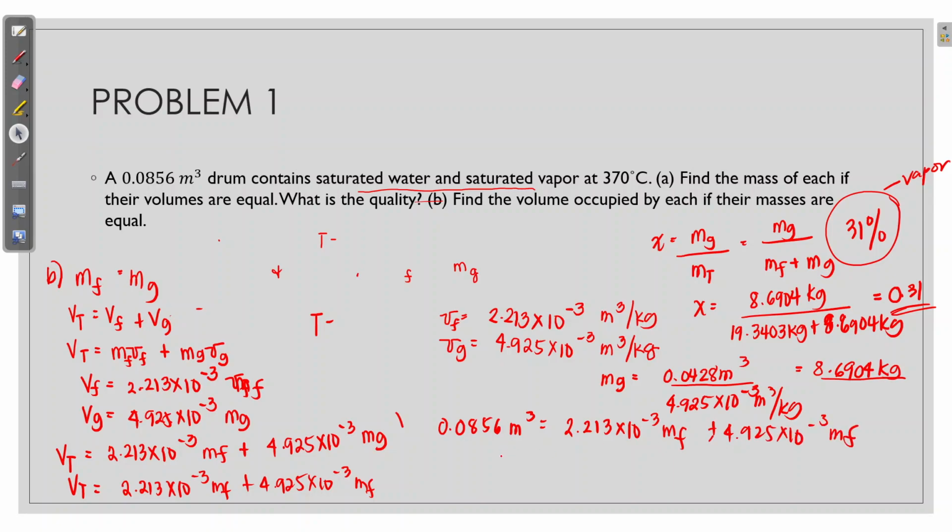So, ang mf natin dito ay equivalent sa 11.992 kilogram. Okay? So, yan yung mass natin. Okay? MF at saka mg. Ngayon, ang hinahanap is the volume. Okay? So, find the volume of each.